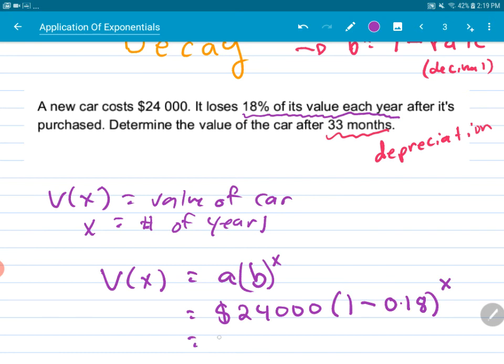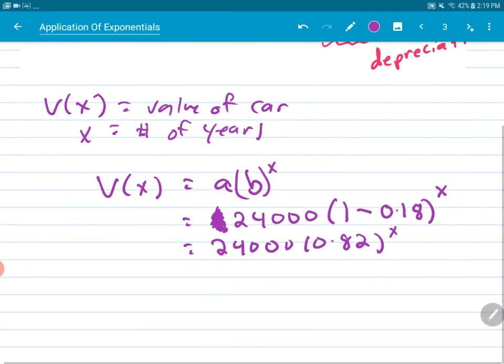And we're going to make that look a lot nicer. We don't actually need units in our equation. So 24,000 multiplied by 0.82 to the power of x. And this makes sense because if your base is a fraction, that means you're multiplying by a fraction multiple times. And anytime you multiply by a number less than 1, or between 0 and 1, your value actually gets smaller. So it makes sense that this is now a decay because every value, as your x's get bigger, makes your overall value smaller.